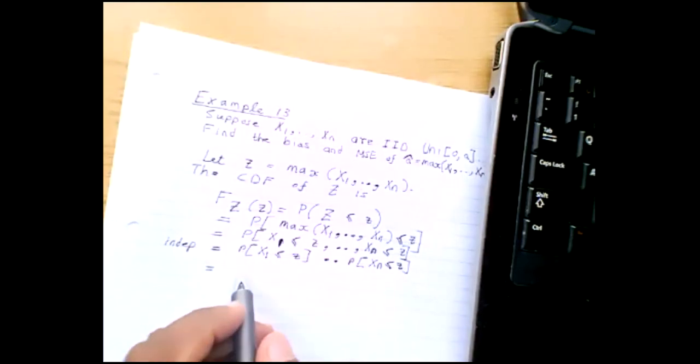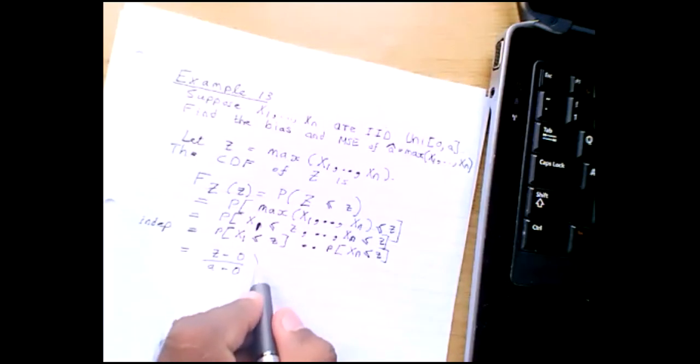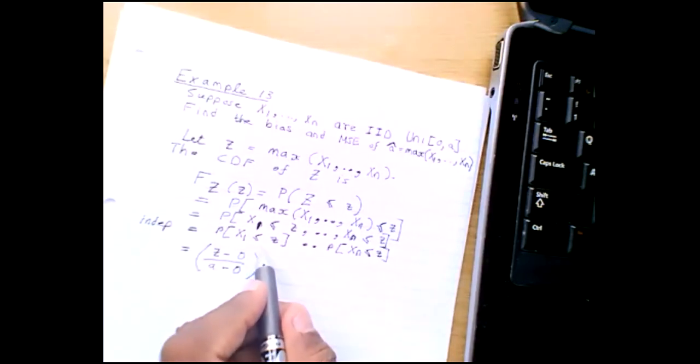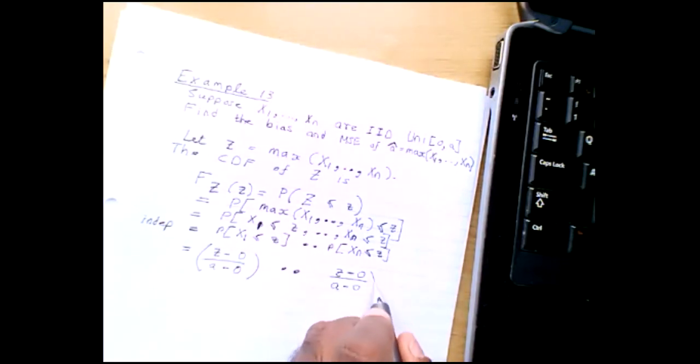This is the CDF of X1 at Z, where X1 has the uniform distribution. I'm sure you know from probability 1 that the CDF of a uniform variable on the interval 0 to A is Z minus 0 divided by A minus 0. So this is the CDF of X1 at Z, and similarly, this is Z minus 0 divided by A minus 0.